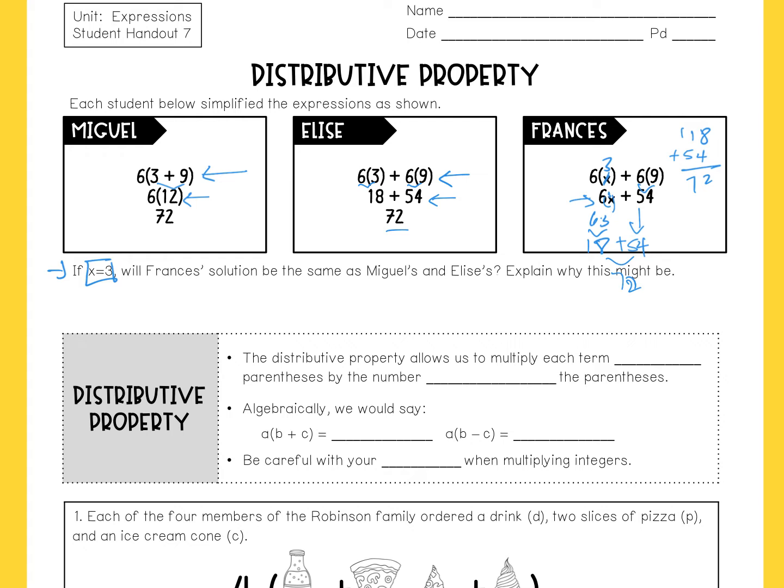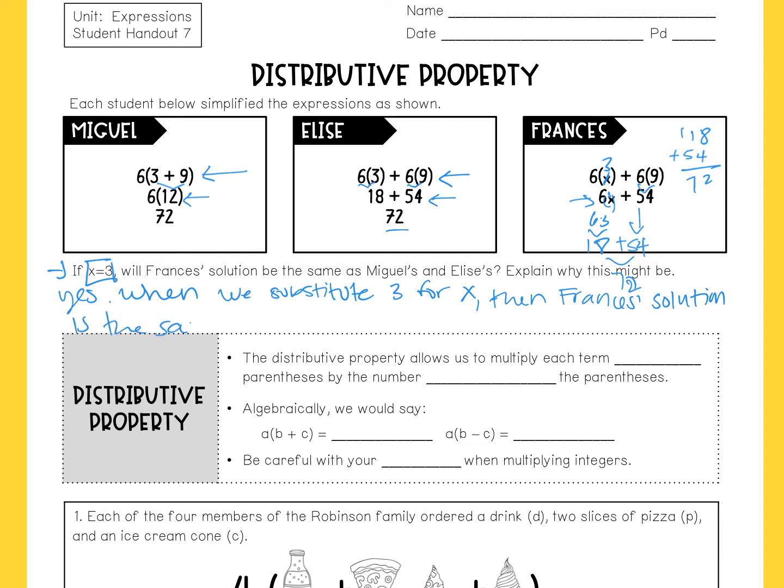So, yes, they are all the same. Because when we substitute 3 for x, then Francis's solution is the same as Elise's and Miguel's.